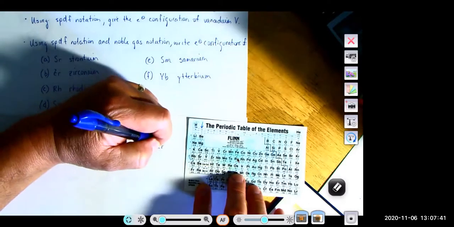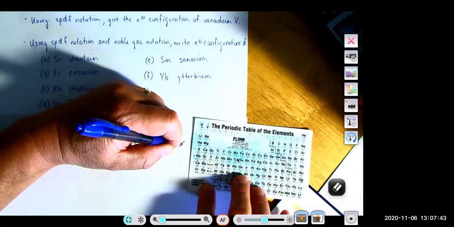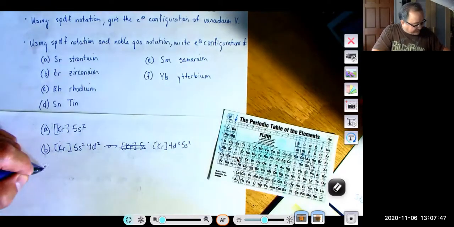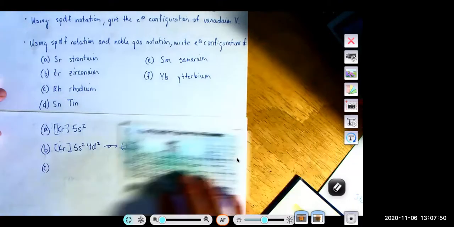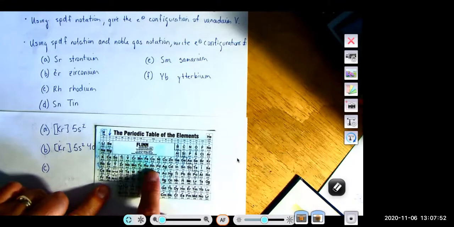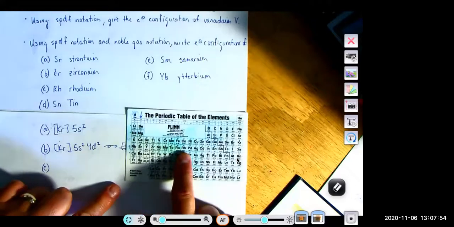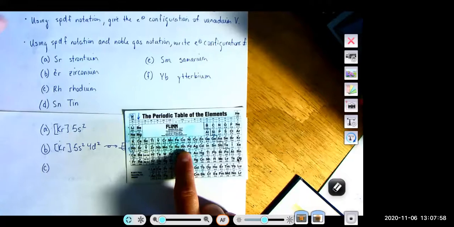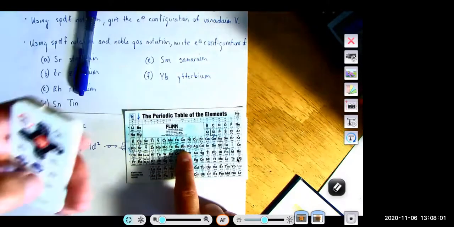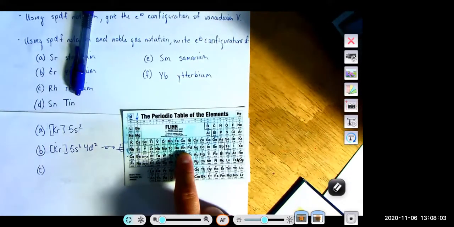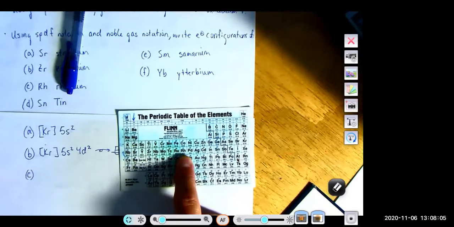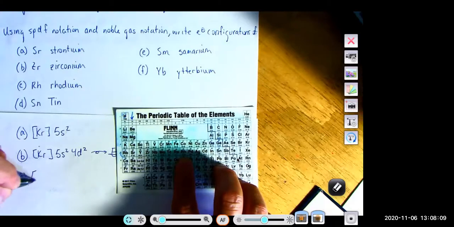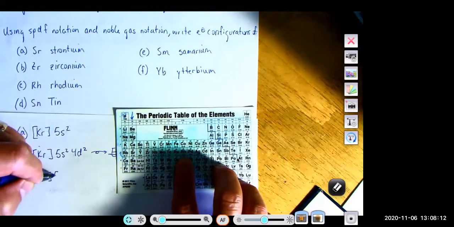Has anyone submitted yet? You got it. Okay, so how about C? Everything else is right from what we said, and then number C. So it would still be krypton 5s2 and then 4d.